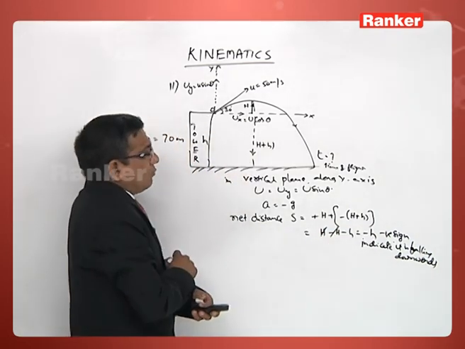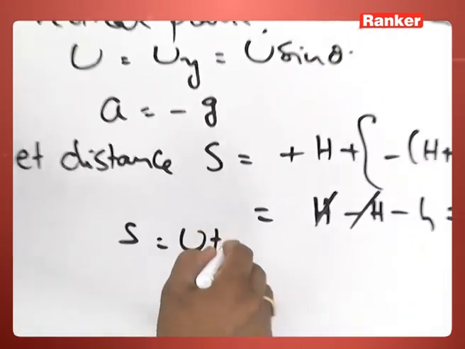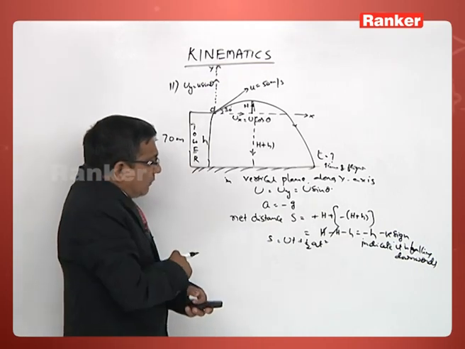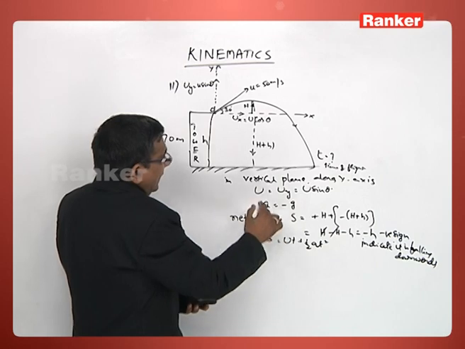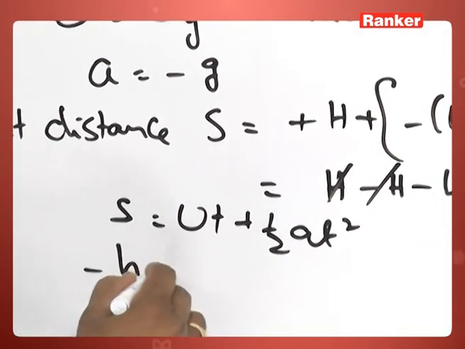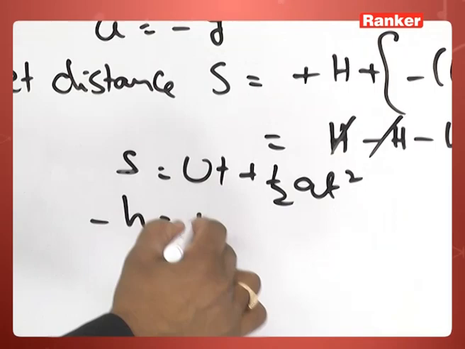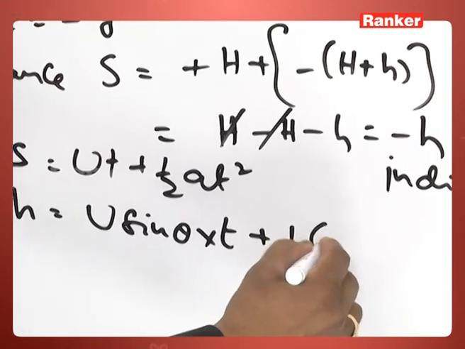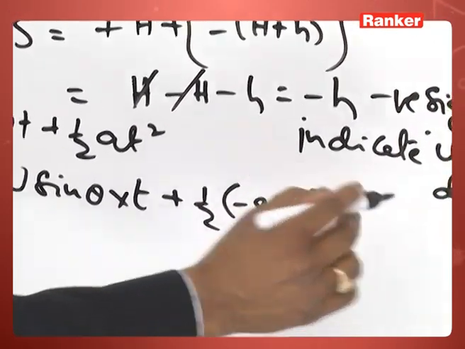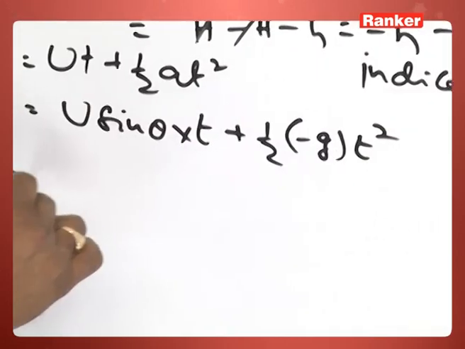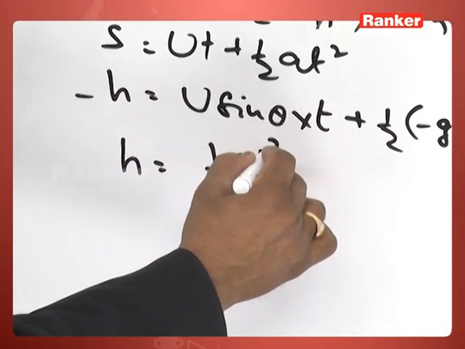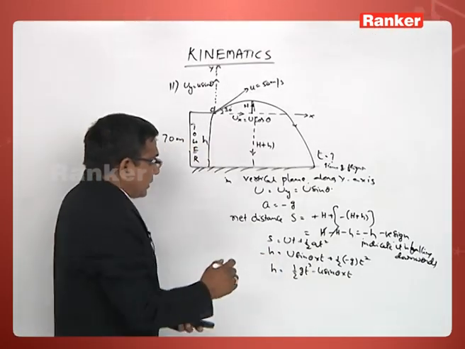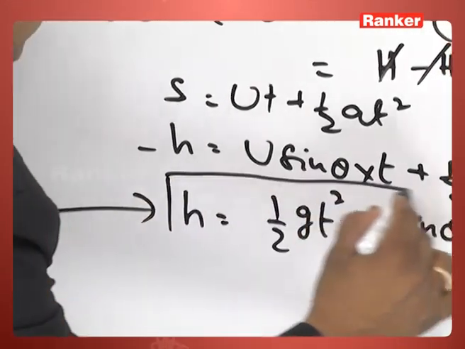Then what is the time taken? We have to calculate. Then use the basic equation, s is equal to ut plus half at square. This is the basic equation that you know in one dimensional motion. If you take that equation, s is minus h, u is the initial velocity u sin theta into t, plus half a, which is minus g, t square. Now you have to substitute this. If you simplify, h is equal to half g t square minus u sin theta into t. This is the equation that you have to remember whenever you are doing this type of problem.